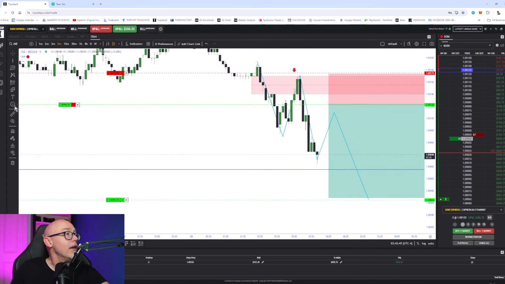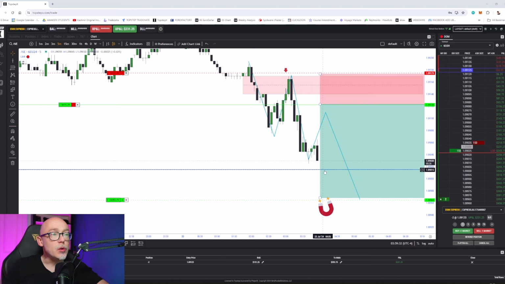Now I'm going to put my magnet on the screen. I like to put my magnet where I expect price to move to. So here's my magnet down here. Let's see, can that magnet pull price down into it? So as you can see, guys, price is continuing to move lower.